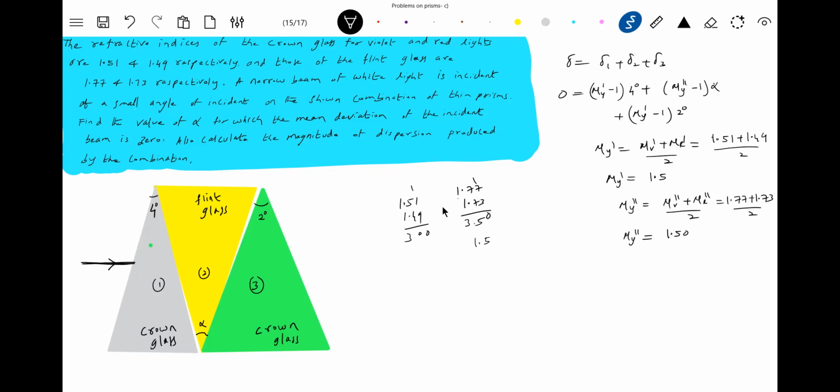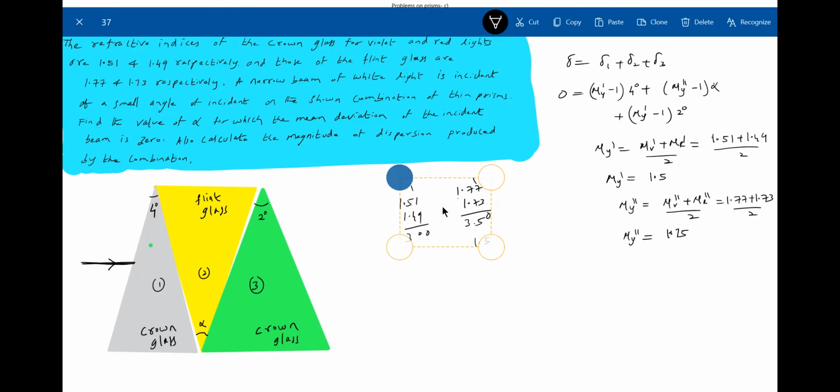Let me check the calculation. 1.77 plus 1.73, 3.5, divided by 2, 1.75. Okay, now we got that.